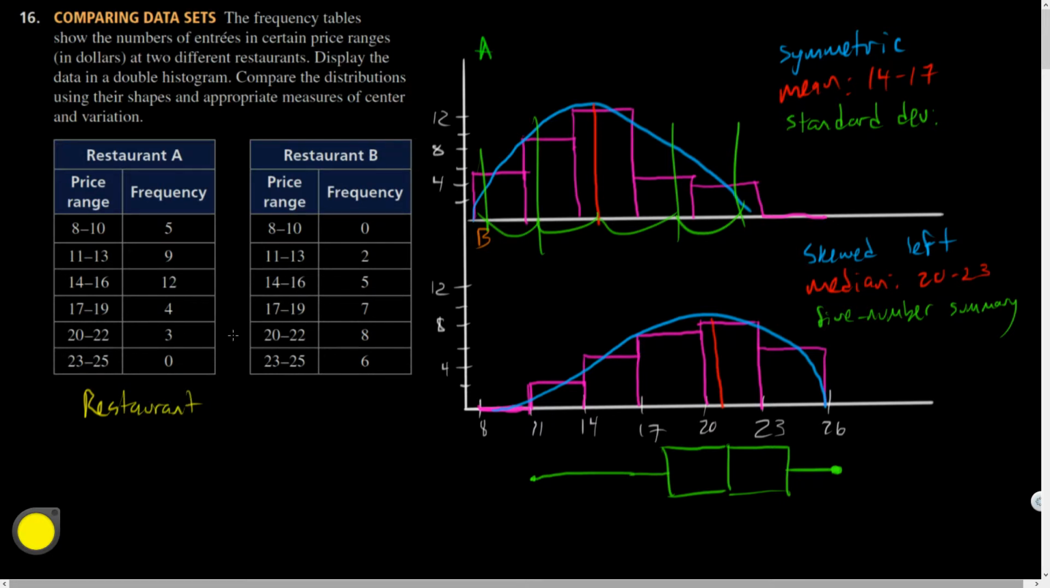Restaurant B is more expensive on average. All right. Average. Okay. Right, because it's probably on average between $20 and $30, $20 to $23, versus this one, which is more like $14 to $17. Okay, so it's going to be more expensive on average.